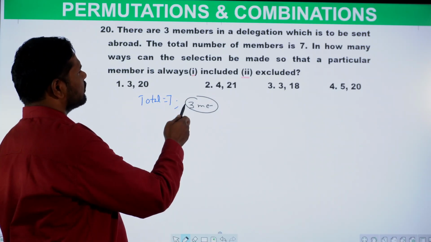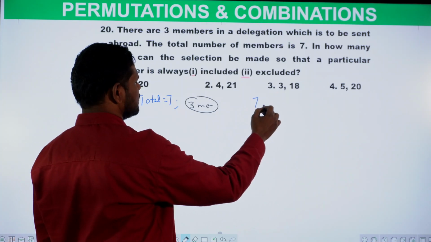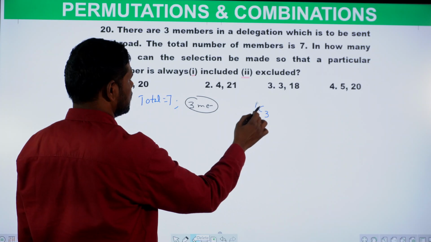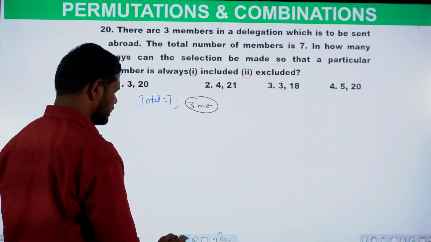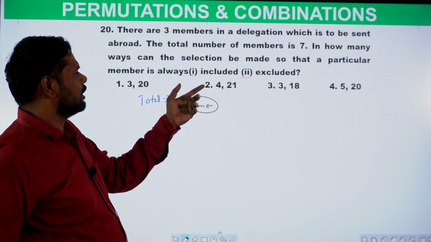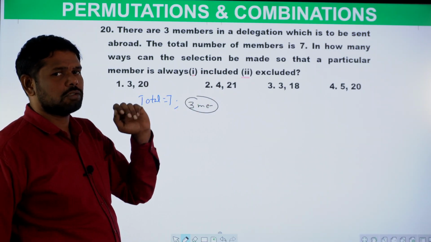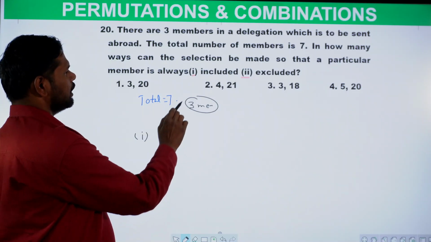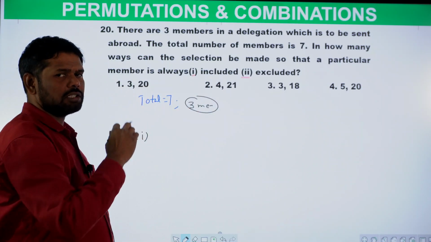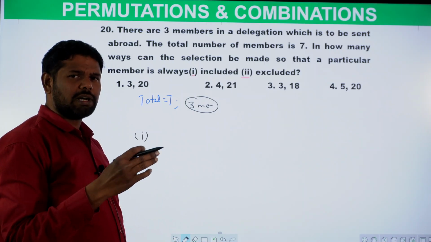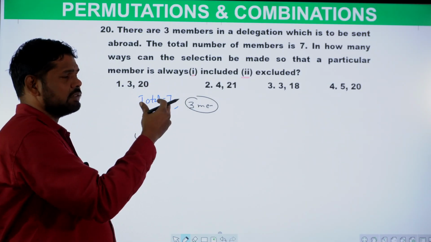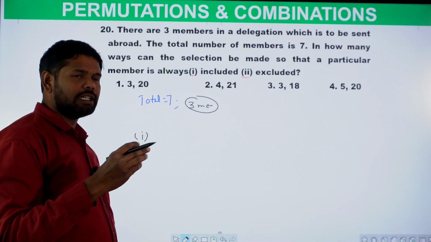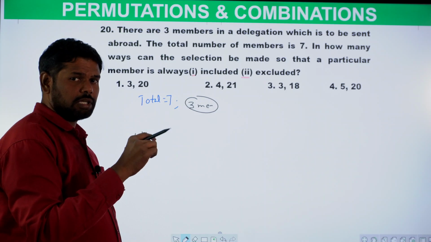Suppose out of 7, 3 members we need to select means 7C3 ways. That is the actual answer. But they are not asking about this. Some conditions are given. Always one person is included and always one person is excluded. So two different conditions. Suppose a particular member is always included, say one of the employees is very favorite, and the owner or CEO tries to always include that particular person.